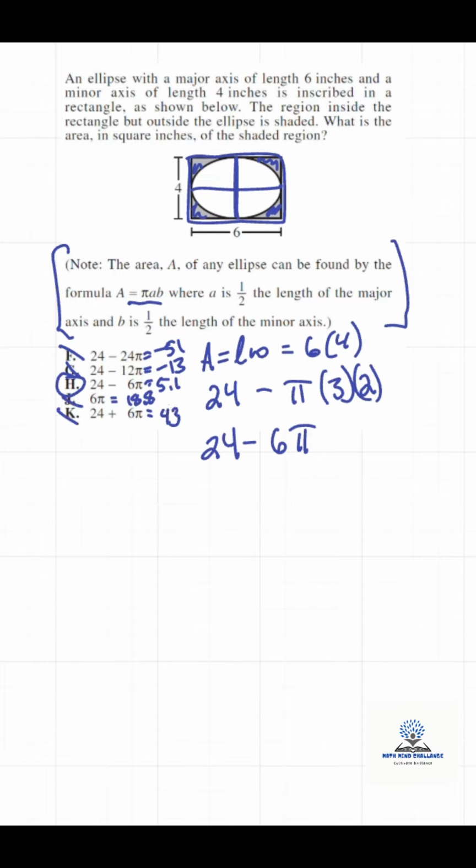So either read carefully, use the formula, or type things in your calculator, get an estimate for all the answer choices, and see which one matches the picture.